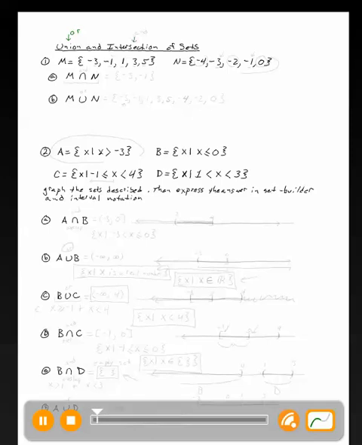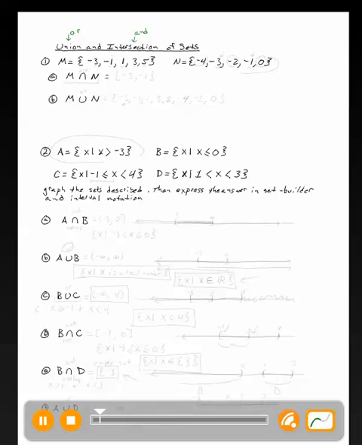Intersection gets associated with the word and. This is because to be in the intersection, a number has to be an element of both sets. If it's just in one set, it's not included in the intersection.